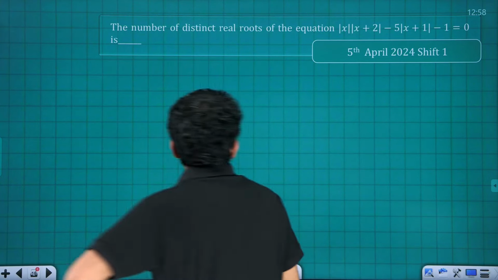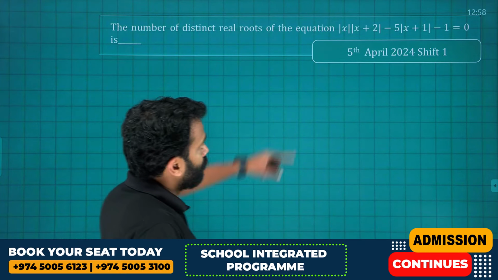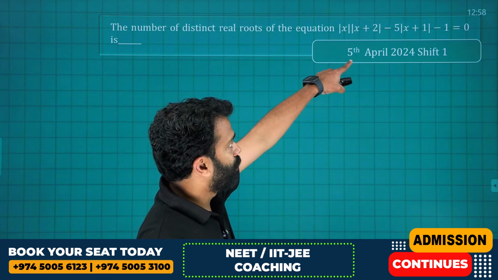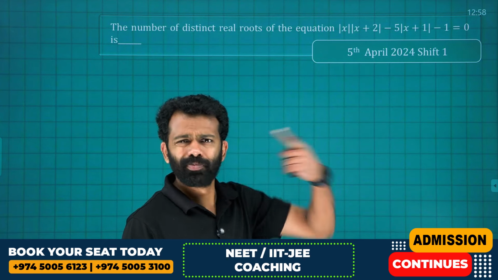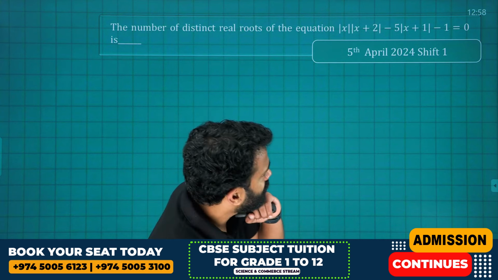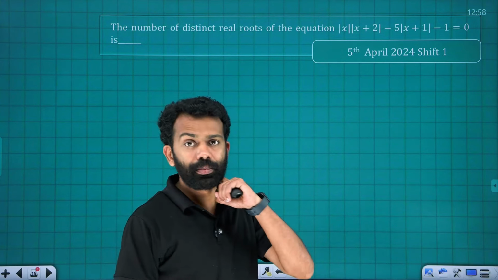The number of distinct real roots of the equation mod x into mod x plus 2 minus 5 into mod x plus 1 minus 1 is. How are you going to do this one? I think it's pretty easy actually, but the steps are more.